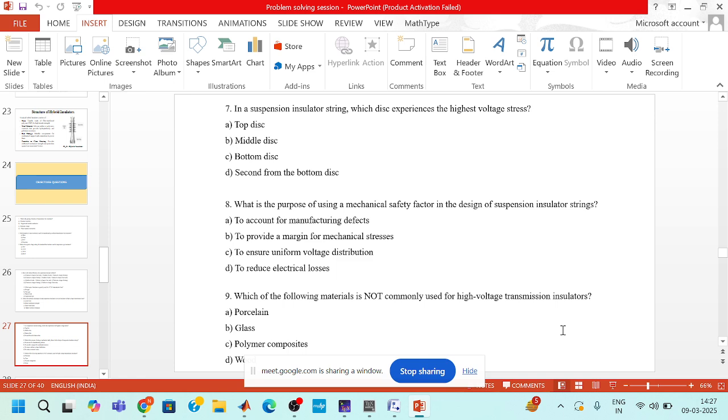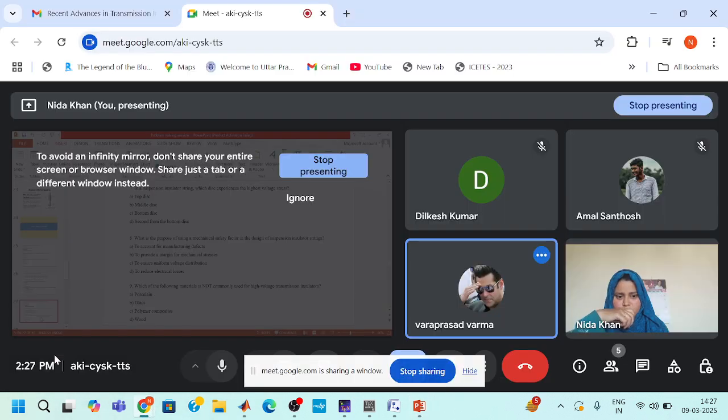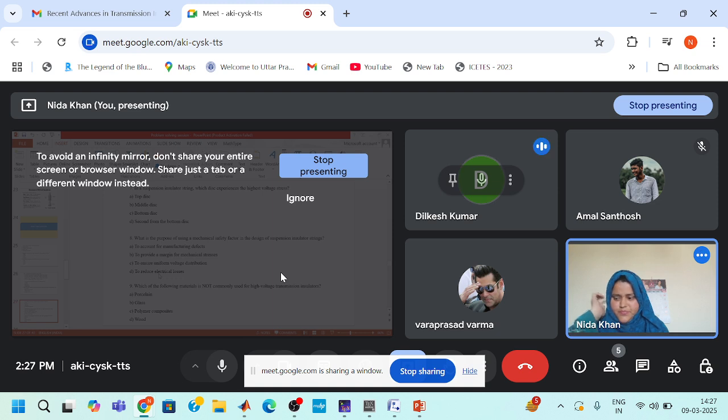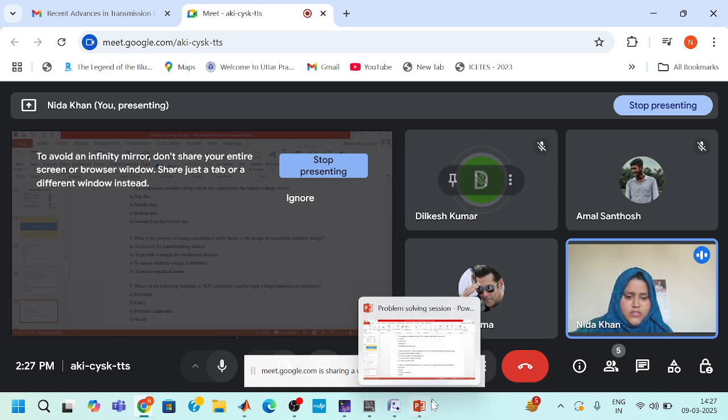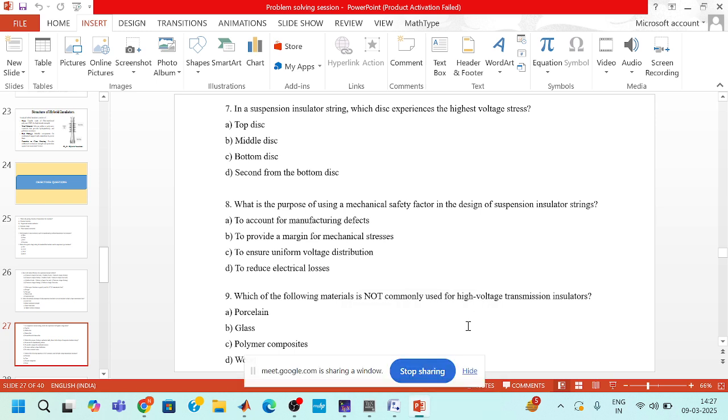Now, in a suspension insulator string, which disc experiences the highest voltage stress? Options are top disk, middle disk, bottom disk, second from the bottom disk. Top disk, madam, near to the line. Okay, anyone else? Top disk is the correct answer. Option A is correct.